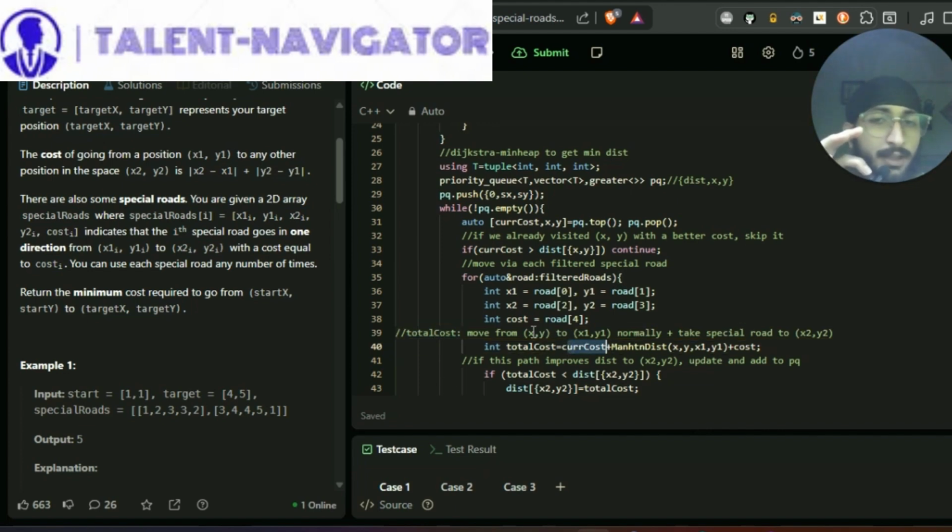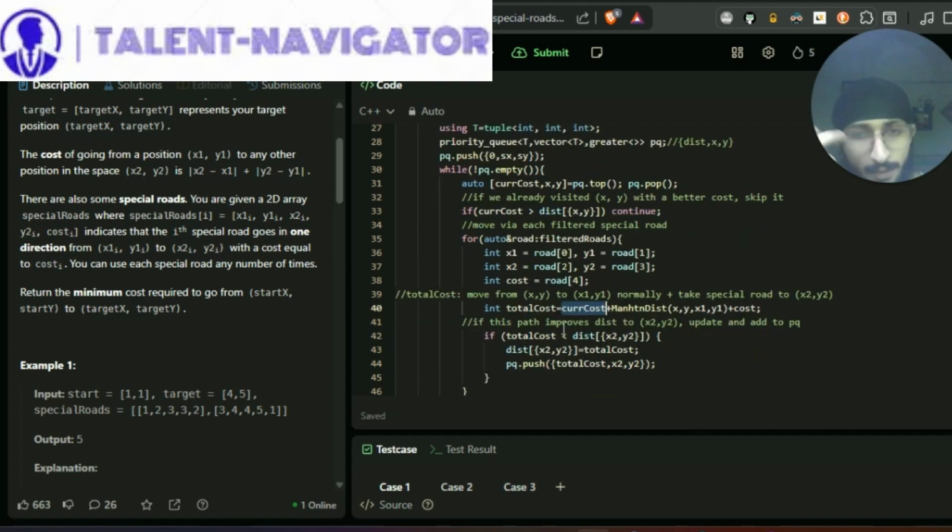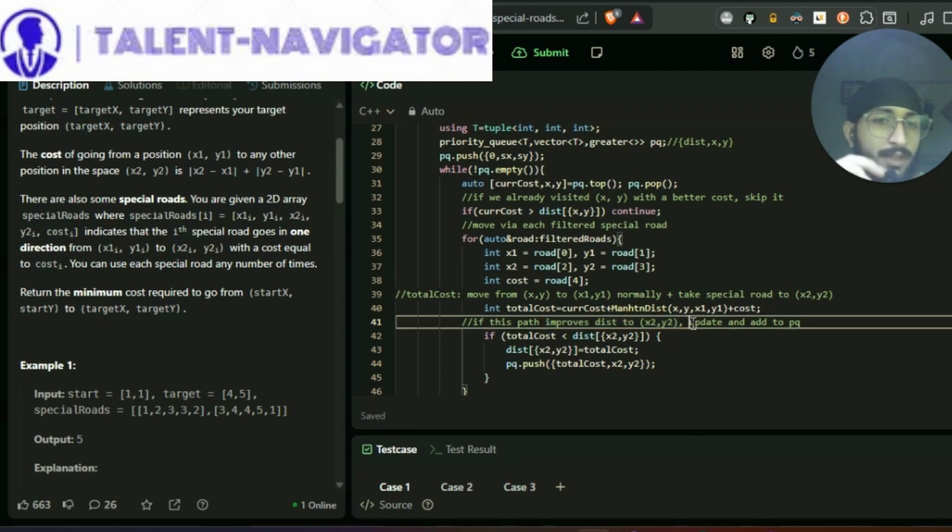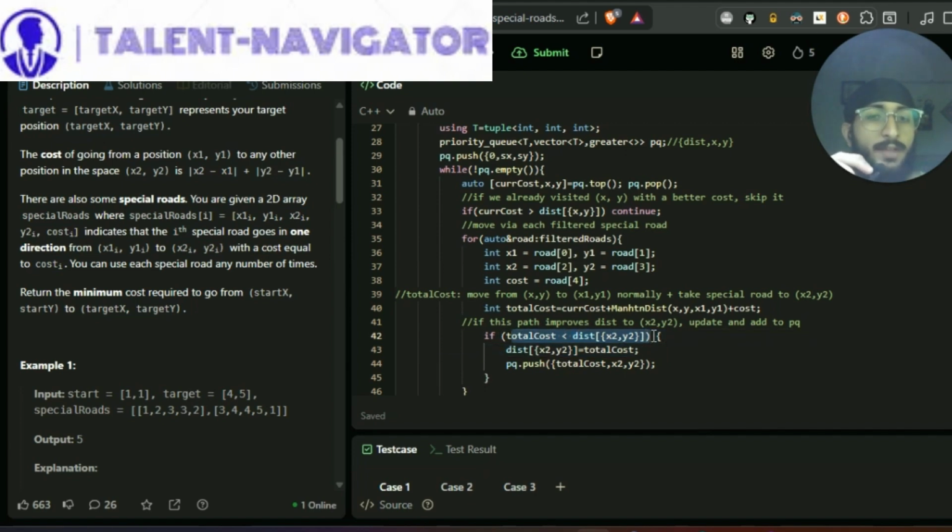That is how we are going to build the logic of getting the total cost. That is the current cost we take, along with the cost that is taken for the special road, plus the cost of moving from xy to x1, y1 normally, which is the Manhattan distance of xy and x1, y1, and to take the special road to x2, y2 we add the current cost, right? So if this path improves distance to x2 comma y2, then update and add to pq, because this would be minimum than the one stored in the distance map. So if total cost is less than distance of x2, y2, then we set it as the total cost and push it into the priority queue along with the coordinates.